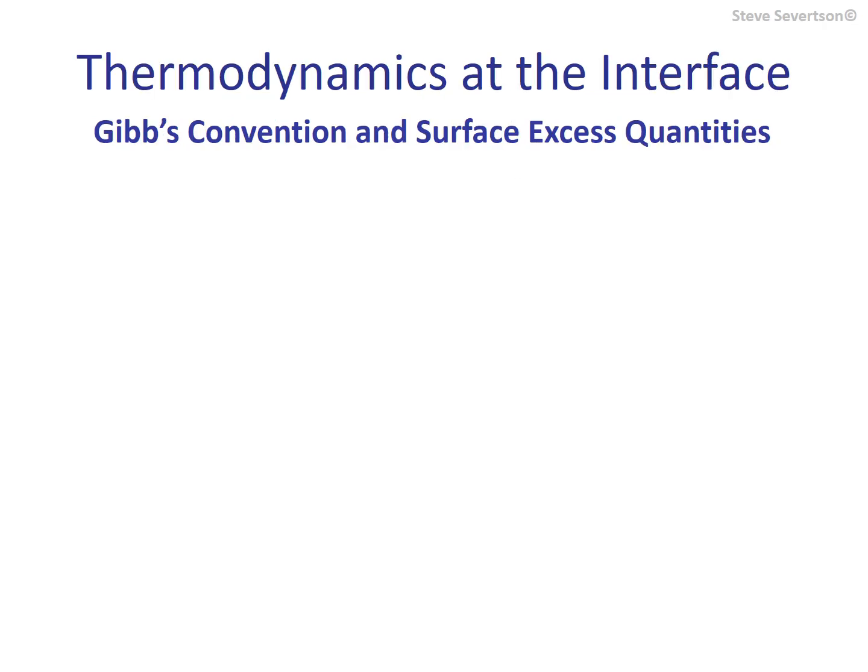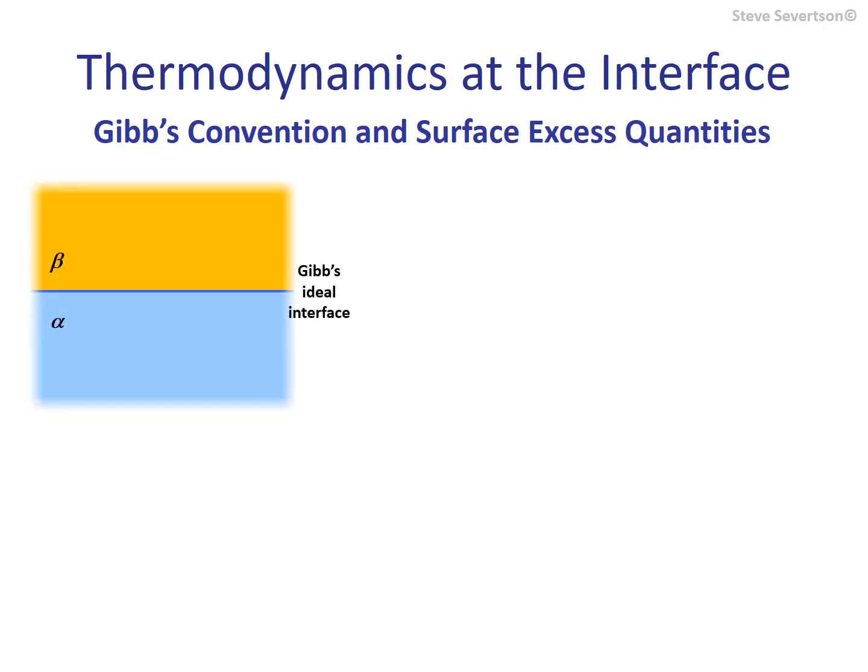For purposes of examining thermodynamic properties, a common approach for modeling a surface or interface is according to Gibbs. This convention treats the interface as a two-dimensional plane, which provides a clear demarcation between phases.